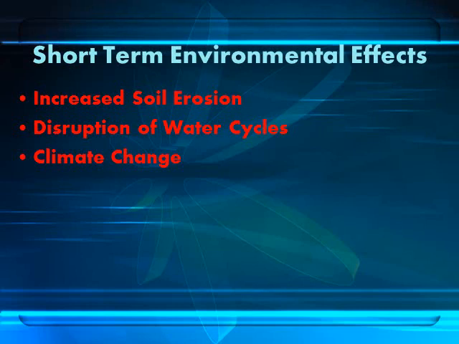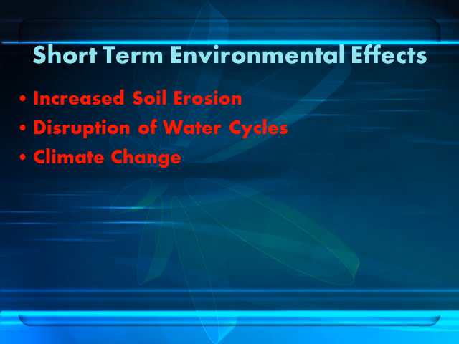The second short-term effect of deforestation is disruption of the water cycle. Now, if the water cycle is disturbed, it means the availability of fresh and clean water will be disturbed, which ultimately will affect human health and animal health and further growth of foods.